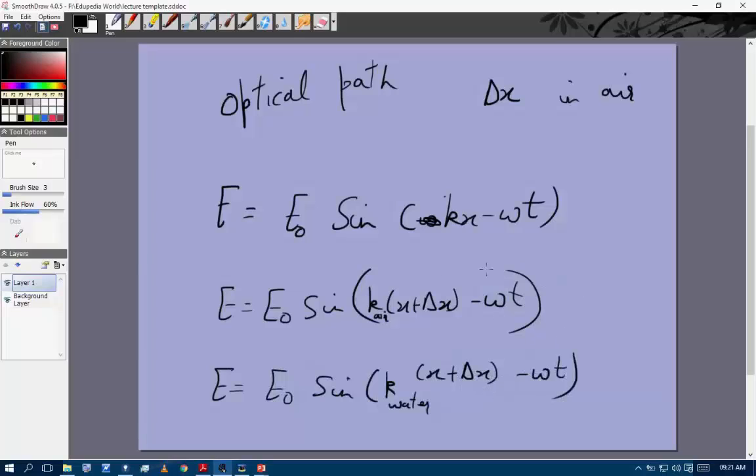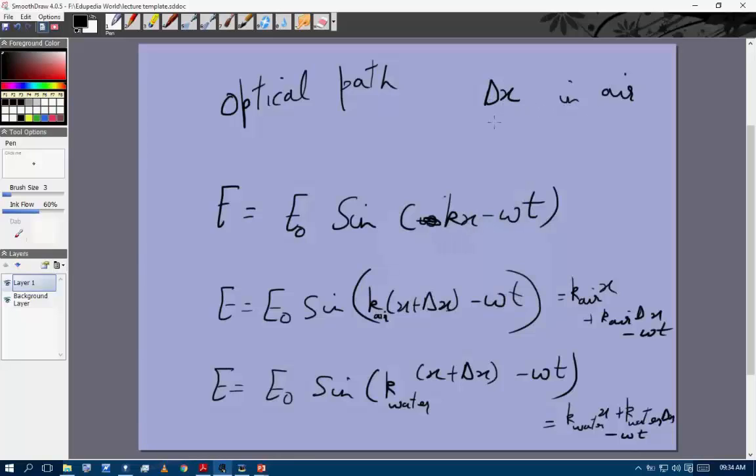So if we expand the phase of this, it will be k air x plus k air delta x minus omega t, and this will be k water x plus k water delta x minus omega t. So what's the phase difference when delta x is moved in air or water?